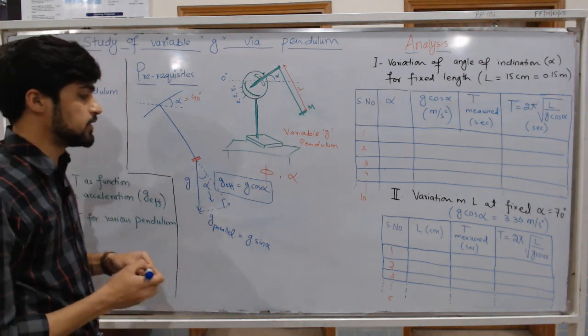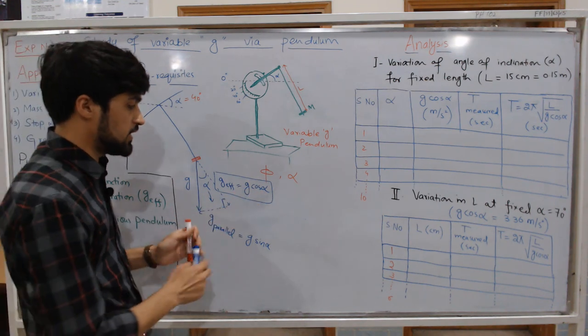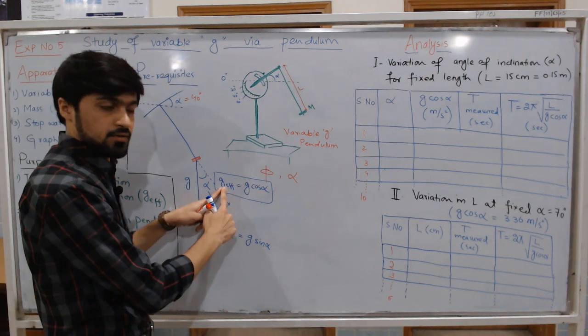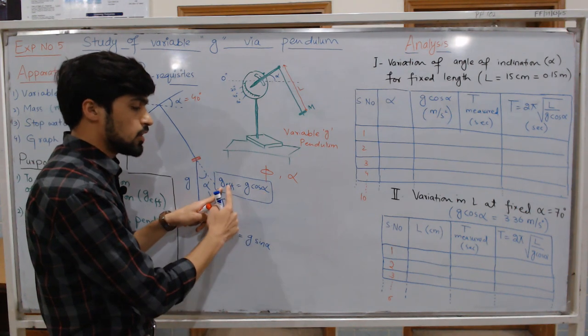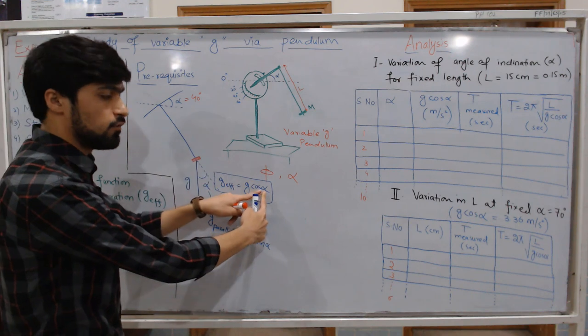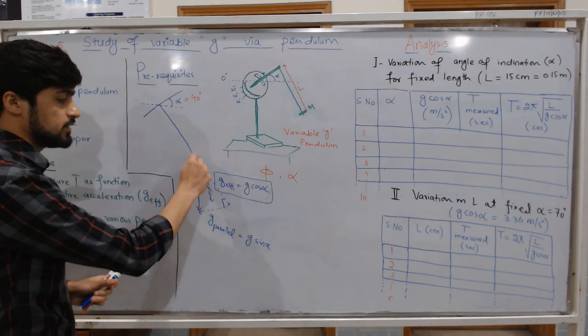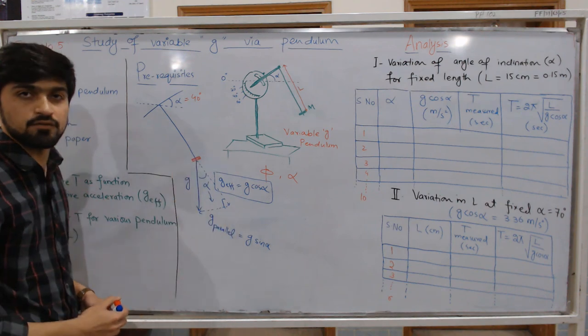So this g cos alpha means that the g effective component depends on the inclination. We call it g effective because the pendulum is inclined at 40 degrees, so it is disturbing the value of g. This axis is our g effective component.